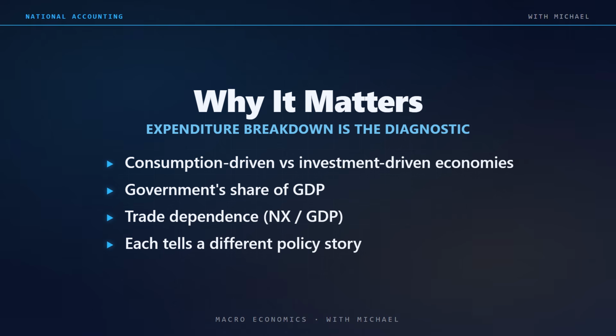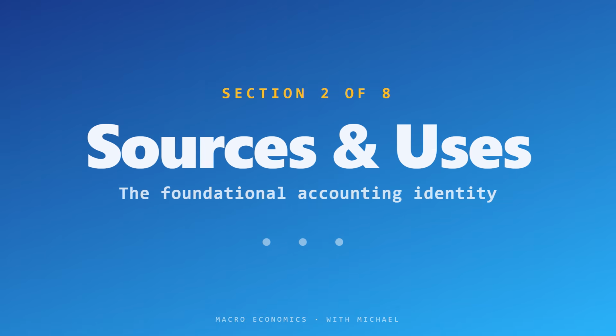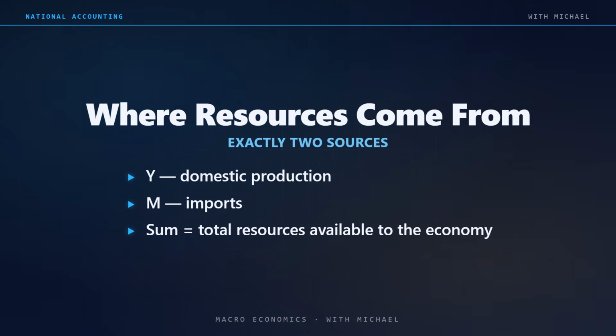Section 2. The Sources and Uses Report. This is one of the foundational tables in national accounting, and once you understand it, everything else falls into place. The sources side lists where total resources available to the economy come from. There are exactly 2 sources: domestic production, Y, and imports, M. That's it. Anything available to spend or save in the economy must come either from what was produced at home or from what was bought from abroad.